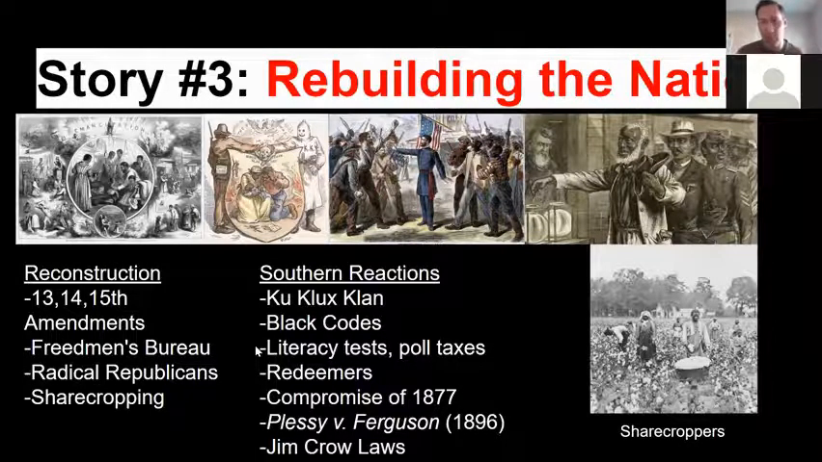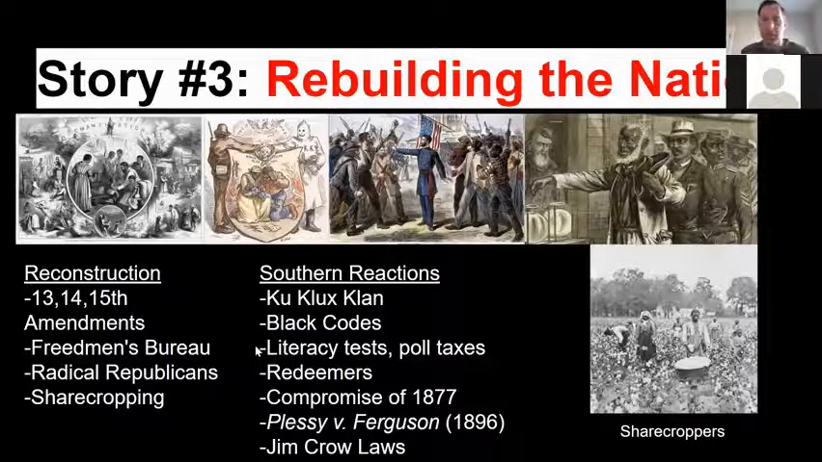Andrew Johnson, the wrong man for the job. He is a Southerner who doesn't believe in giving rights to African Americans. He's incredibly racist, and he conflicts quite a bit with the Republicans who are in Congress. So much so that they actually take control of Reconstruction from him, and that begins the process of what we call Congressional Reconstruction.